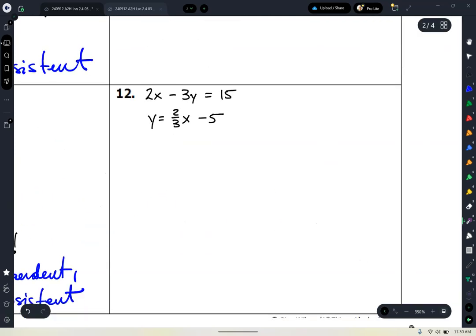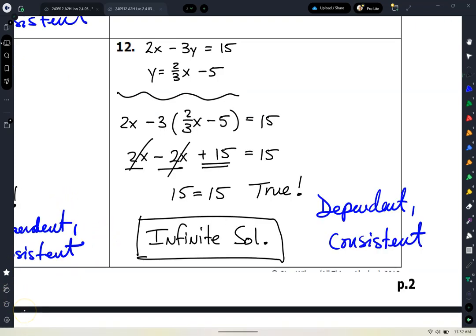Let's do number 12. Hey, the good news is one of those is already solved for y for you. And we're doing substitution, so yeah. Let's see what you got. So can we solve the x? Here's what you should have come up with right here.